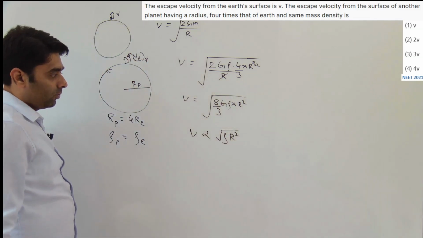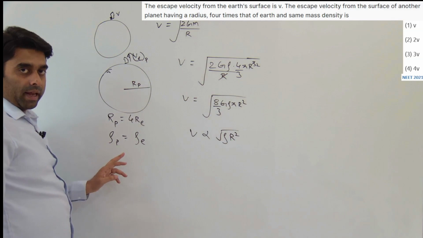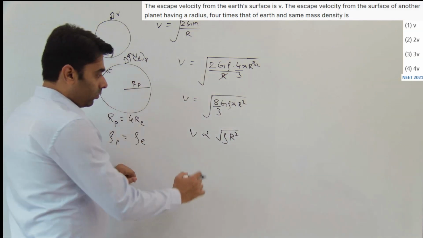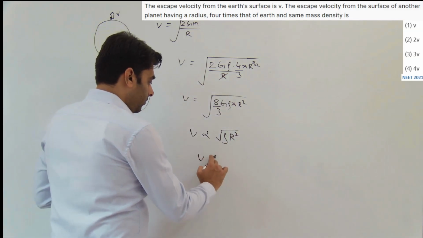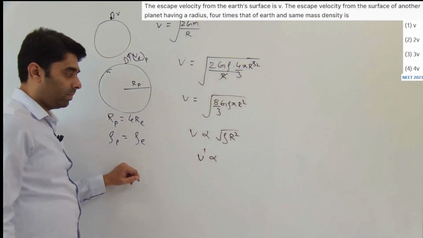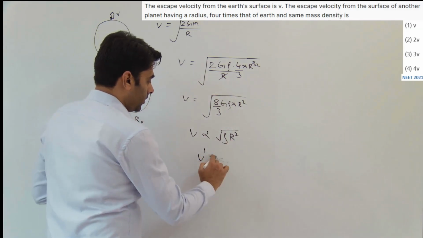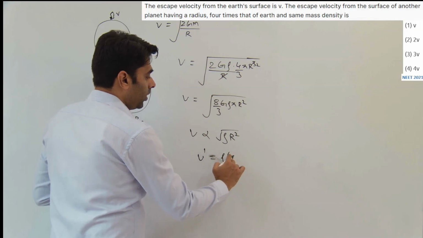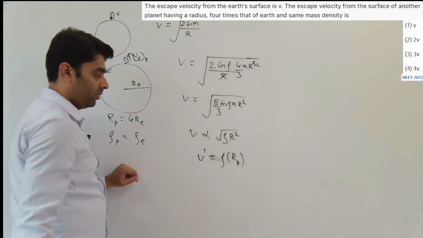Now see carefully here, because for the planet the density is the same, we can write the V value, V dash, for the planet as rho times the r of the planet, right, which will be k.